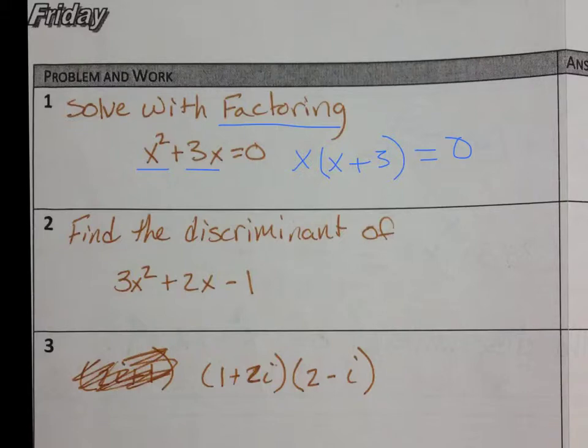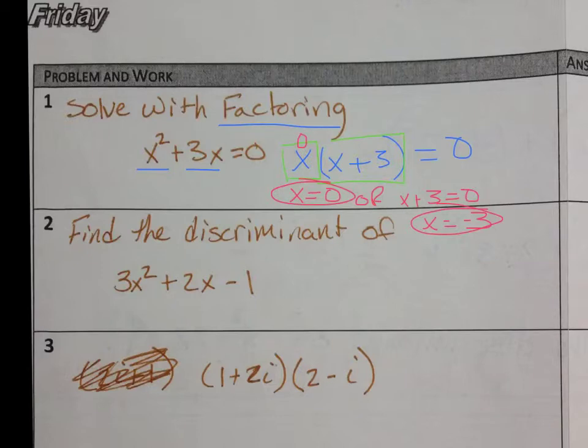So this is now factored, and at this point, I'm equal to 0, and so whenever I've got two things that are multiplied together and I get 0, one of them has to be 0. So either x is 0, because 0 times anything is 0, or x plus 3 is 0, and if you solve this, you'll get x equal minus 3. And so there's your two solutions. X is 0 and x is negative 3.